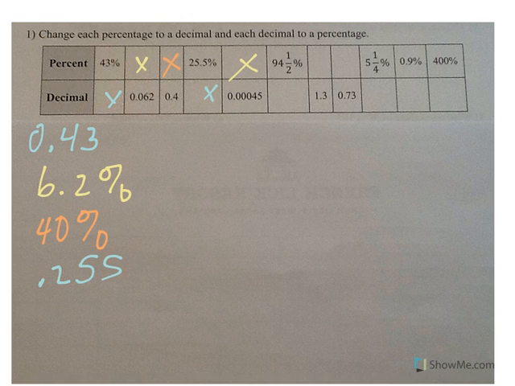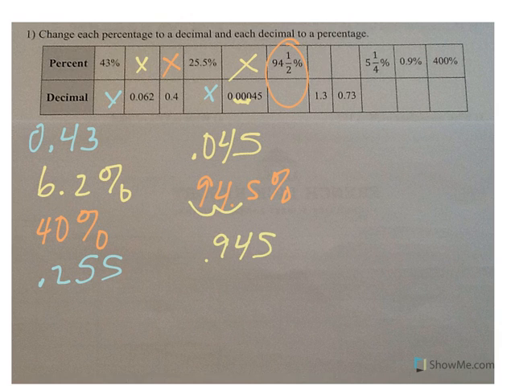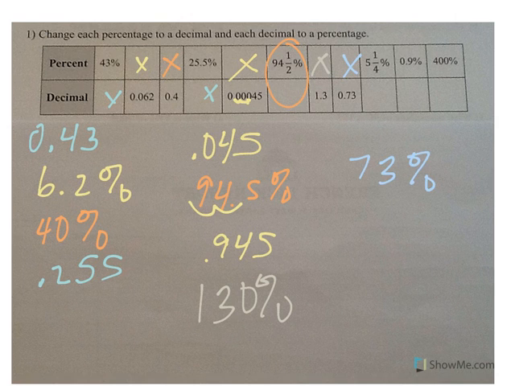Okay, to go from decimal to percent, we multiply by 100, so 2 places, and we end up with 0.045. For this one, that's 94.5%. So when I move it 2 places, I get 0.945. Here, 1.3 is the same as 130%. 0.73 is 73%.